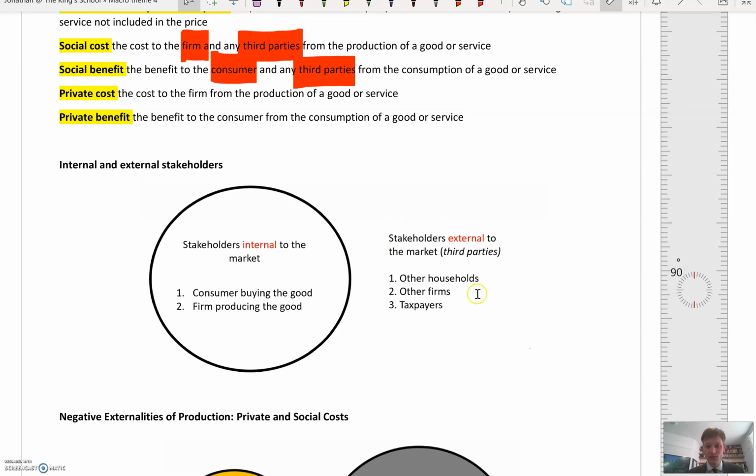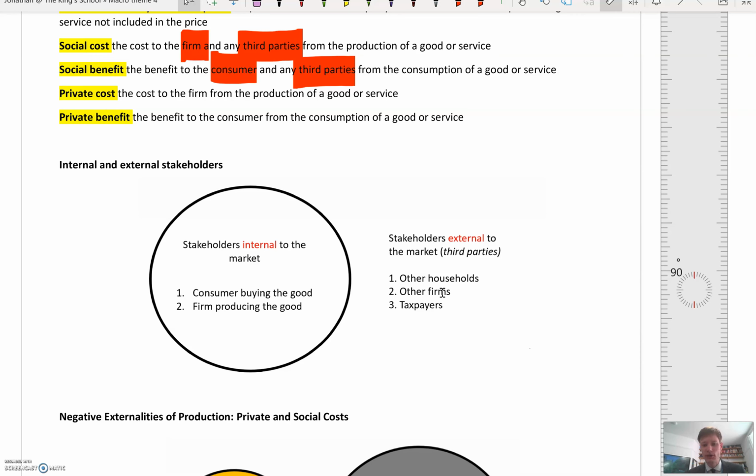Stakeholders external to the market are, say, taxpayers who have to pay for the health care of people who are made unhealthy by this good. Maybe other firms who are deprived of resources by this. So maybe Coke is using all the water and local farmers don't have any water, for example, or their local fields are being polluted. And it could be other households. Maybe some households' houses have gone down in value because we just built Heathrow, or an airport, next to their house.